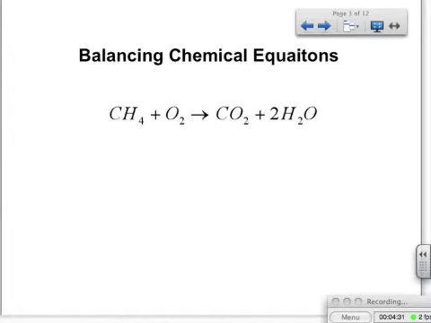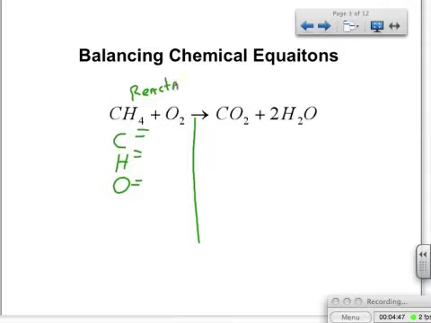Okay, next one, balancing chemical equations. Okay, we actually have a video on YouTube for balancing chemical equations. So let's try to see how many we have. We have carbons, we have hydrogens, we have oxygens. So if you remember, the stuff on the left side of the arrow are the reactants. The stuff on the right side of the arrow are the products.